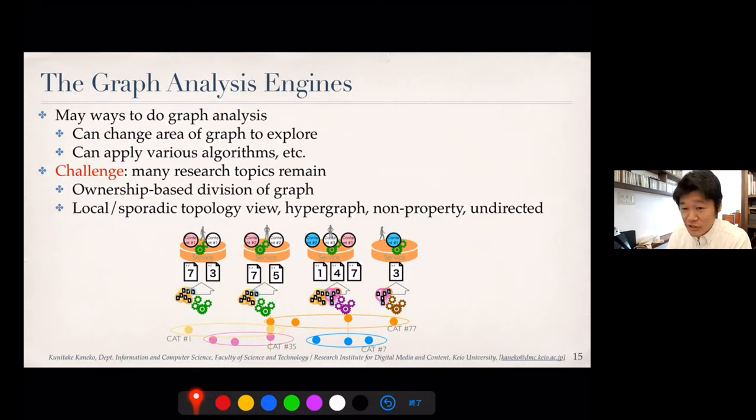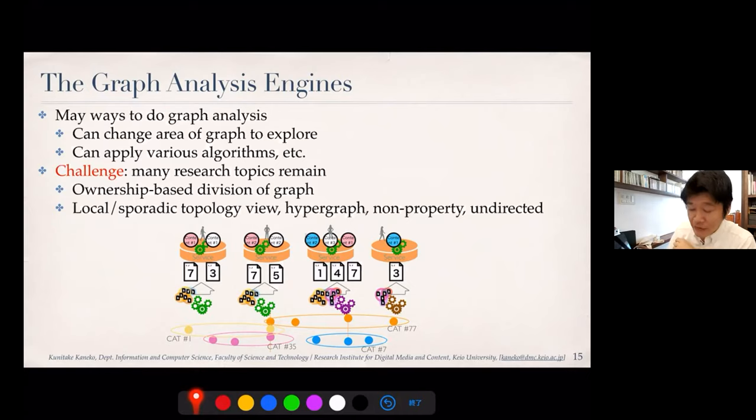Actually, this is a big challenge because usually Facebook does the analysis of the graph, right? But they are doing a global view analysis of the graph. And it is a linear, ordinary graph. They have the property. Sometimes it has a direction. But now it's a local view. We only have sometimes a sporadic graph with some missing parts, right? A hypergraph, I'm thinking, non-property, undirected.